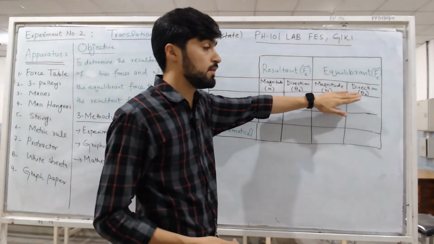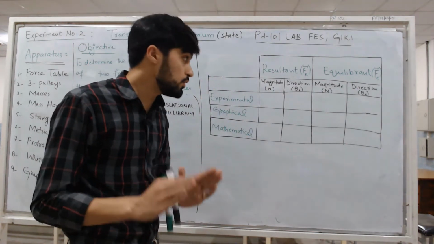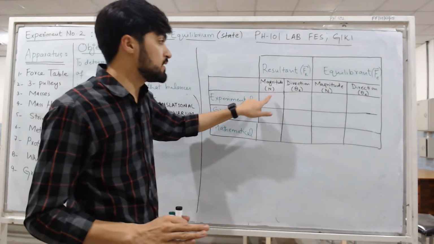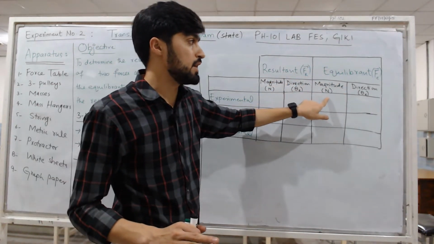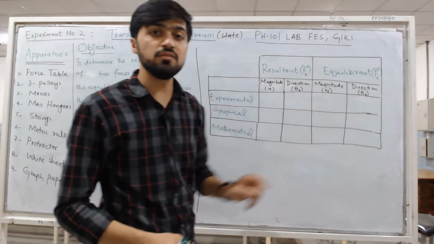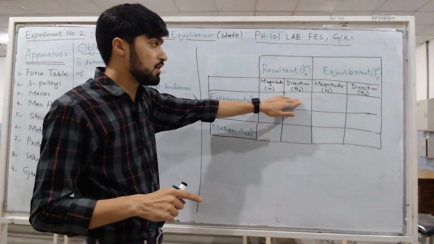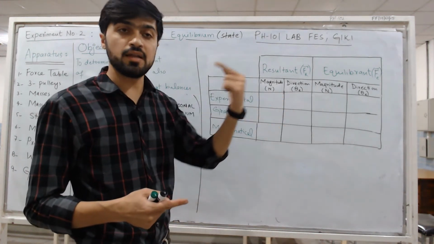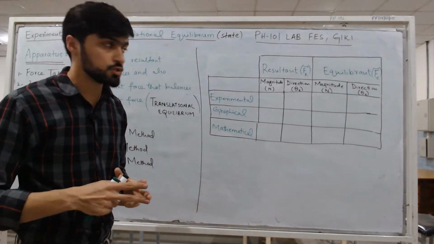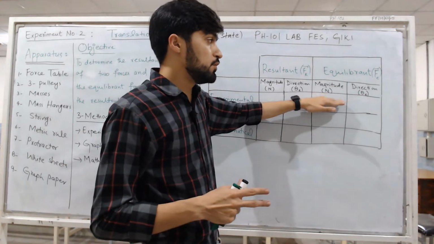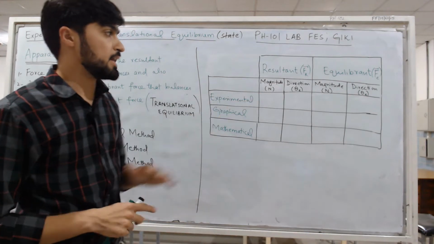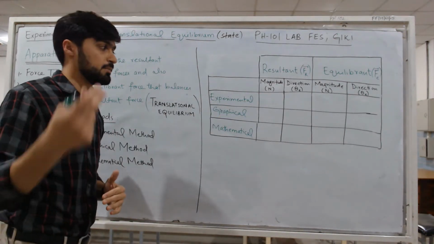If we know the magnitude of the equilibrium force experimentally, then the resultant force must have the same magnitude. And if the resultant force has a direction theta, then its direction will be opposite to the direction of the equilibrium force. So these two forces are always equal in magnitude. If you have the equilibrium force, you can easily find the resultant force, experimentally as well as mathematically.